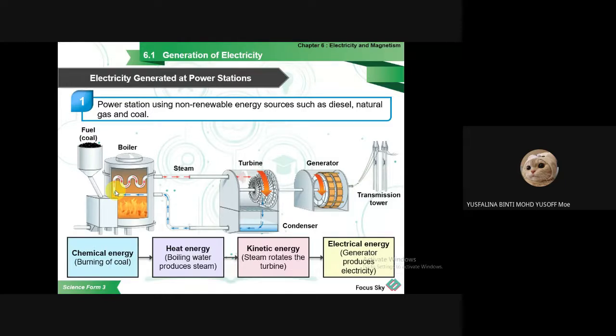So what we can see is actually the energy is being changed, right? It keeps changing form. You already learned the principle of conservation of energy, that you cannot destroy energy, you cannot create energy. What you can do is only transfer or change the form of energy. So this one you can see it changed form. It cannot be destroyed, cannot be created, it can only change form. So this is the thermal power station.